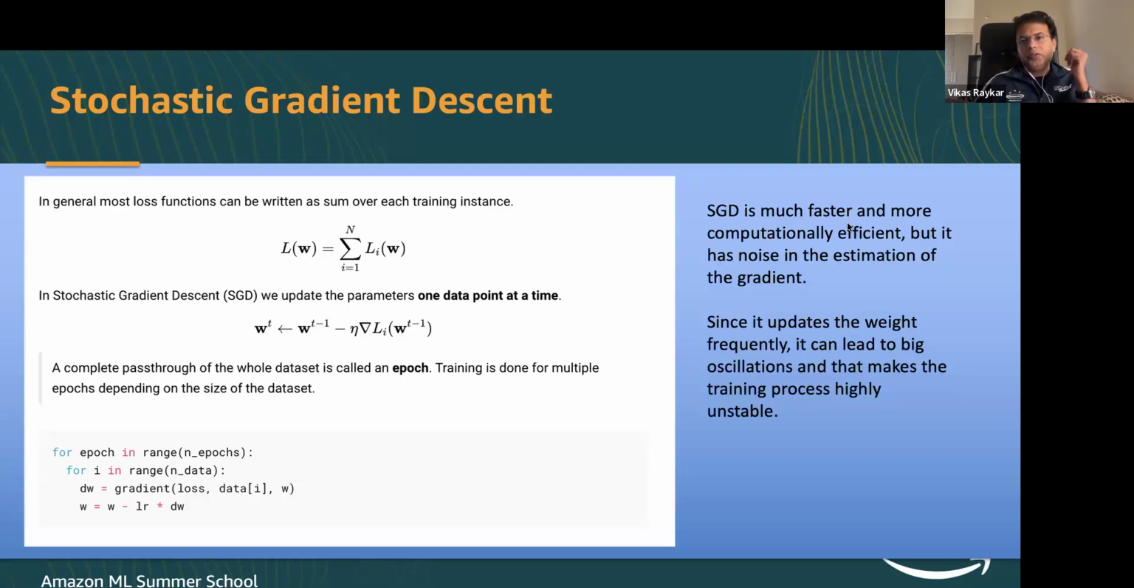SGD is much faster and more computationally efficient, but the drawback is that we are approximating the gradient with respect to only one sample, and essentially it's a very noisy estimate of the gradient. Hence the training sometimes cannot be stable, and it can lead to big oscillations that make the training process highly unstable.